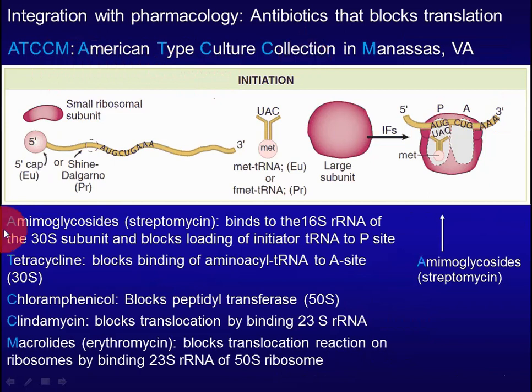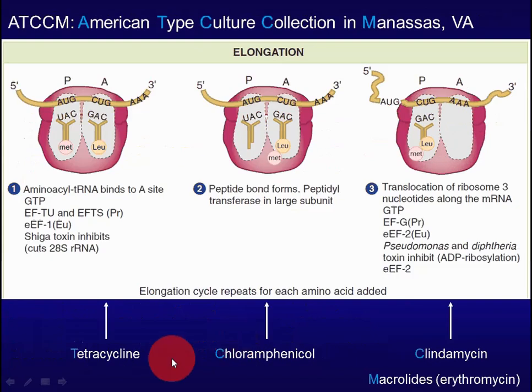Here, A represents aminoglycosides, including streptomycin. These antibiotics bind to the 16S rRNA of the small subunit and block loading of initiator tRNA to the P site. So these antibiotics block the initiation step. All the other antibiotics in this group block the elongation step. Tetracycline blocks binding of the amino acid tRNA to the A site. Chloramphenicol blocks peptidyl transferase activity. Clindamycin and macrolides, including erythromycin, block the translocation step of translation.